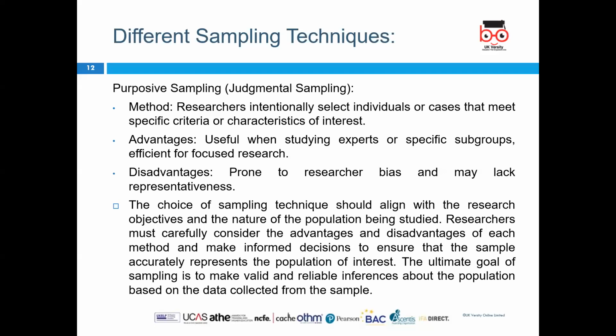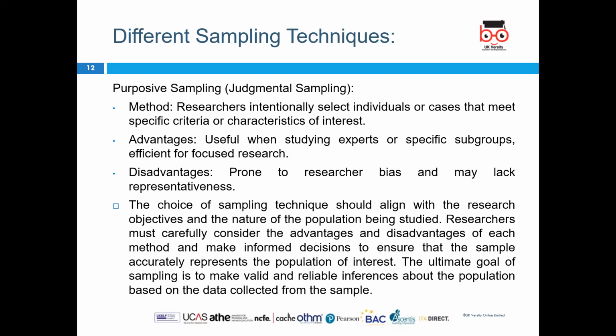So the advantage is that this is useful when studying experts or specific subgroups, and it is efficient for focused research. Whereas the disadvantage is that it is prone to researcher bias and may lack representativeness. With respect to the limitation, the researcher may select individuals in the sample whom they know, for example, among friends, relatives, and colleagues. But if the researcher does not reach out to the larger group from where the sample can be recruited, this may lack representativeness.